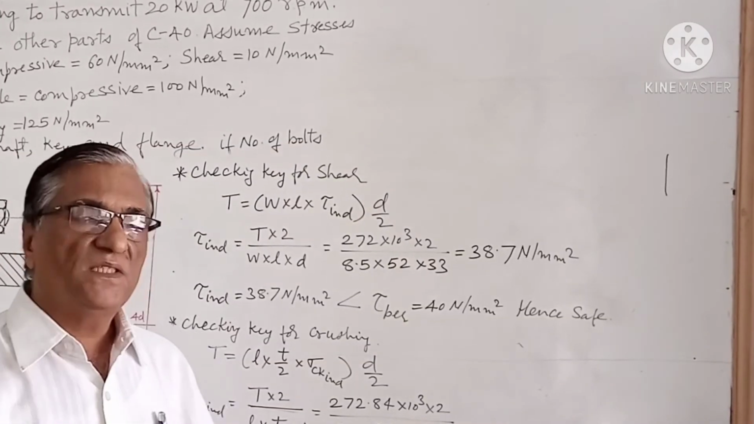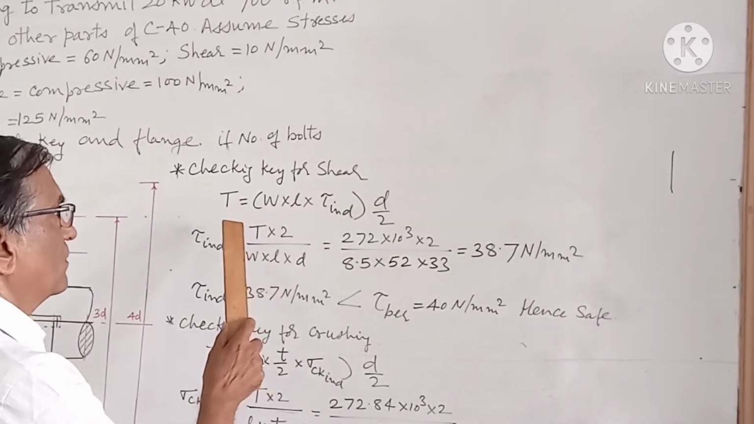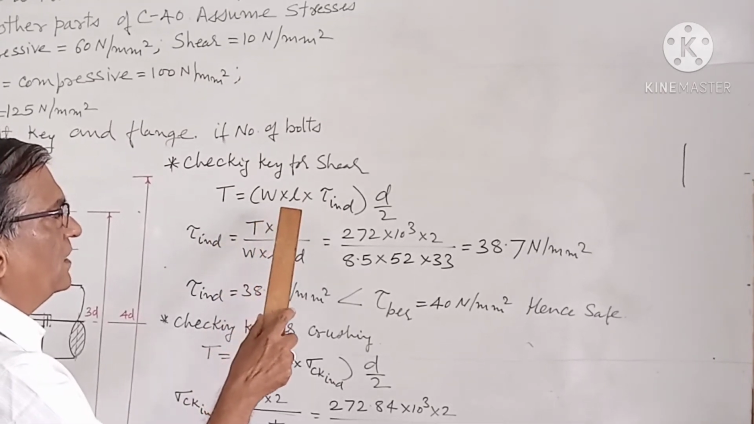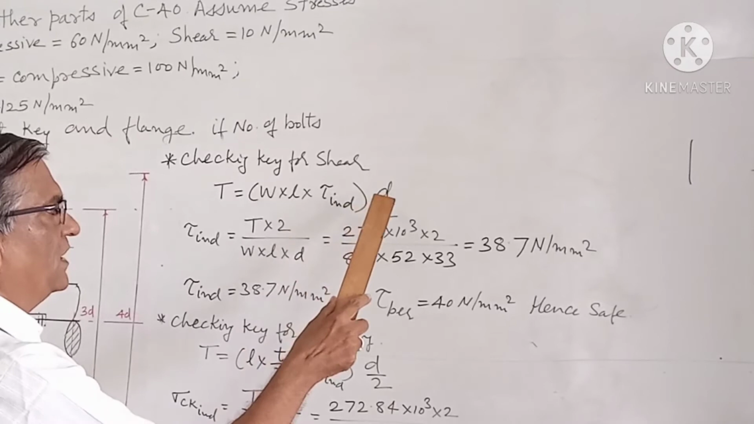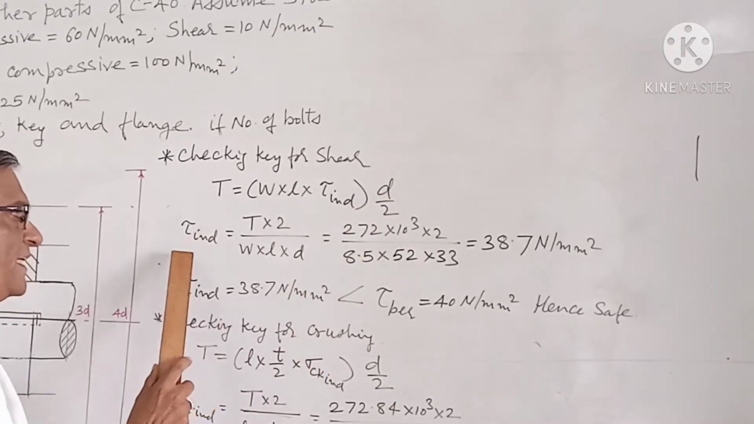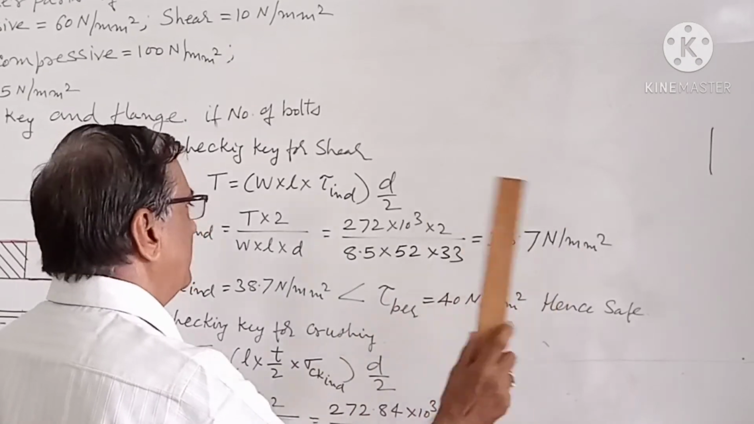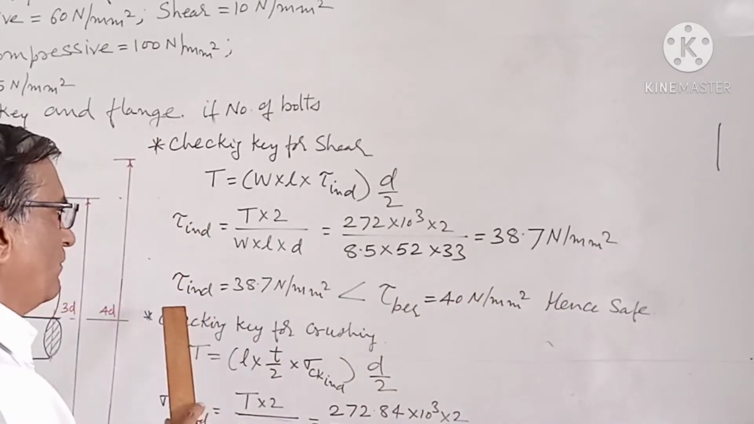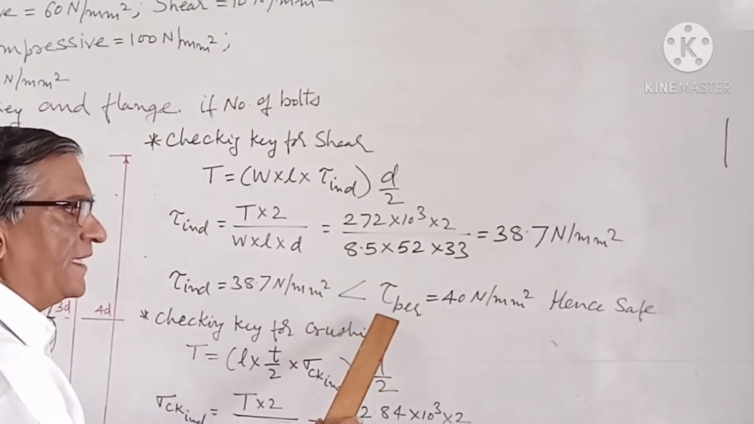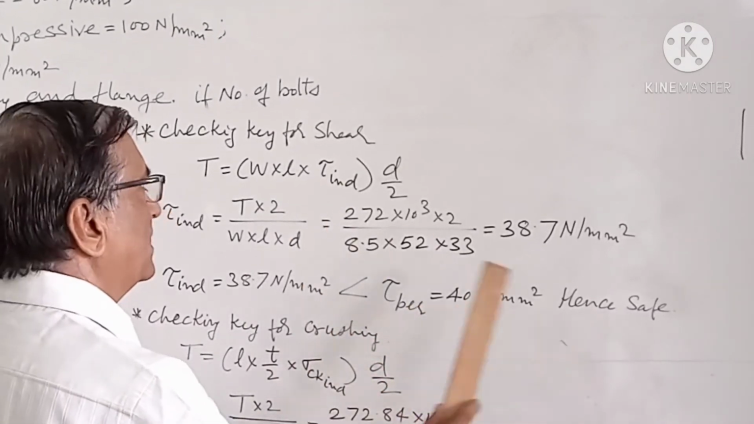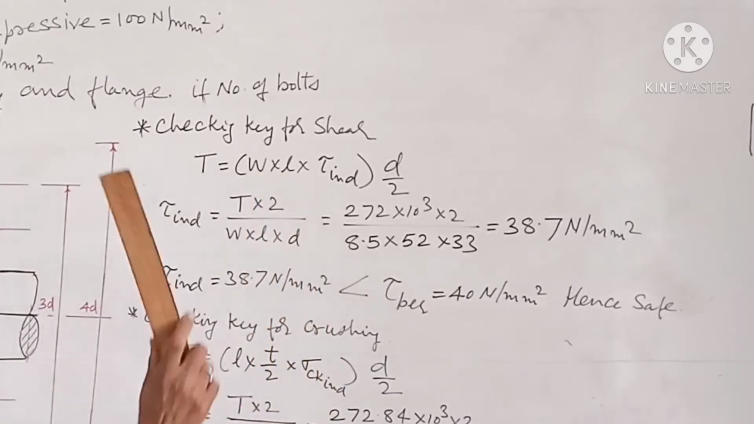Checking the dimensions of key for shear. From the formula T is equal to W L into tau induced into D by 2. From this we will calculate tau induced, that comes out to be 38.7 Newton per mm square. As the value of tau induced is lesser than tau permissible, that is equal to 40 Newton per mm square, hence the dimensions are safe for shear.